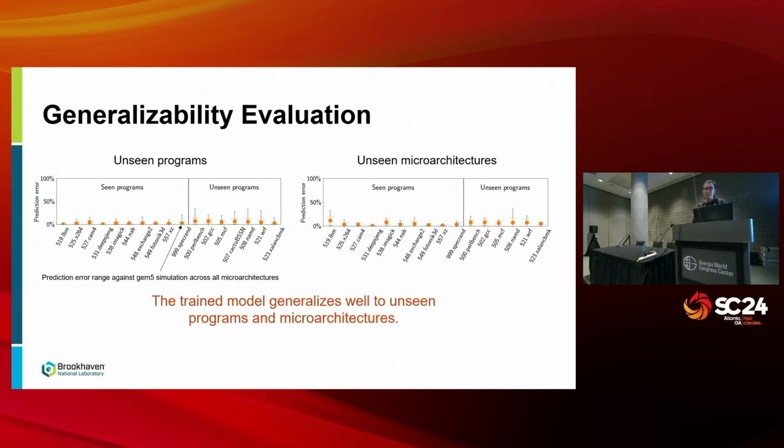We also evaluate the generalizability across different microarchitectures. Again, it's a similar plot. If you compare the left and right plots, there's no significant difference. The error is pretty similar. So in general, the results show our trained model generalizes pretty well to both unseen programs and microarchitectures.